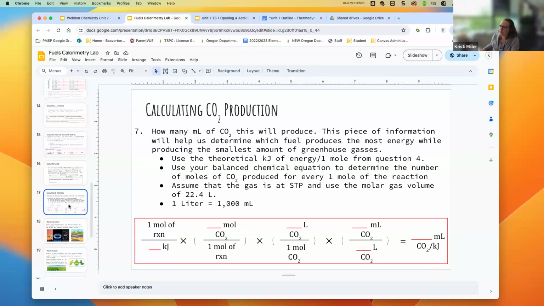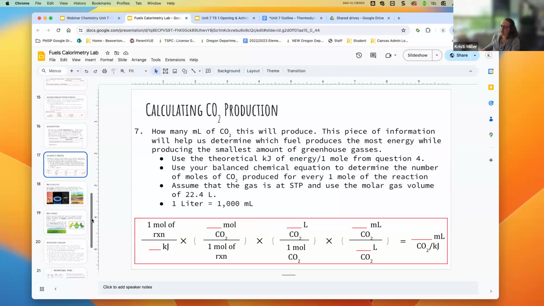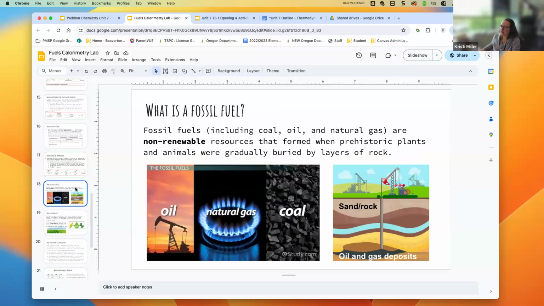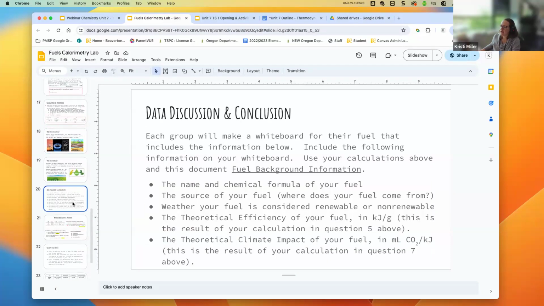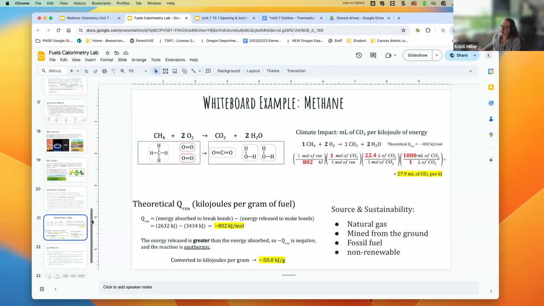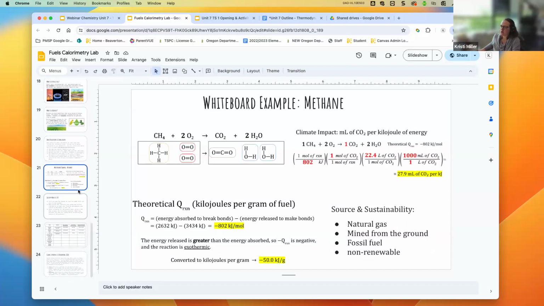Looking at percent error, and then calculating the CO2 production. So getting back to the climate change part, how are we figuring out how much CO2 is involved? If I know how much energy per mole, how do I get to CO2? So we have to look at a mole ratio in there. And then revisiting fossil fuels, having our data discussion. And then I believe these are some more examples.